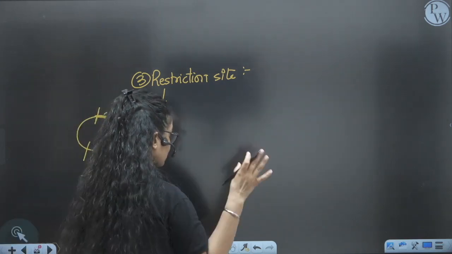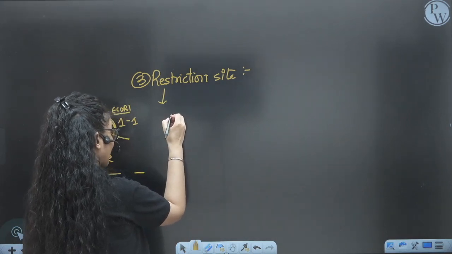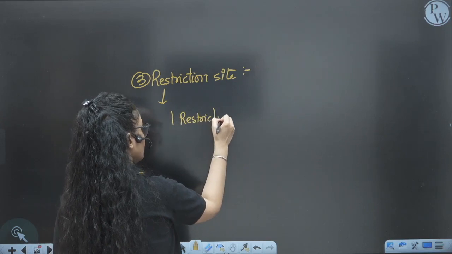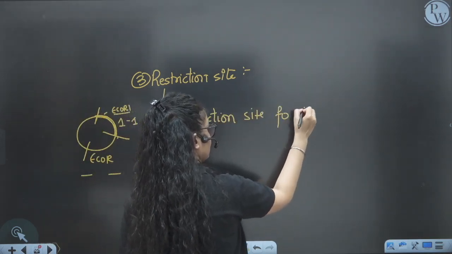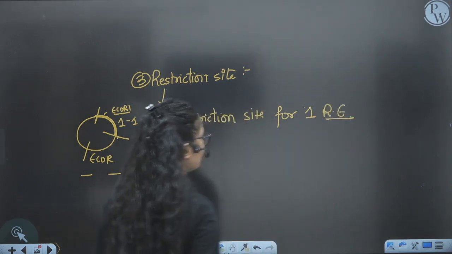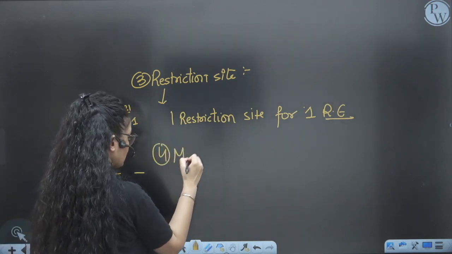So how many restriction sites? One restriction site for one vector. So ideally, a vector should have one restriction site for one restriction enzyme. Then only will we call it the ideal vector. And the fourth character is the multiple cloning site.